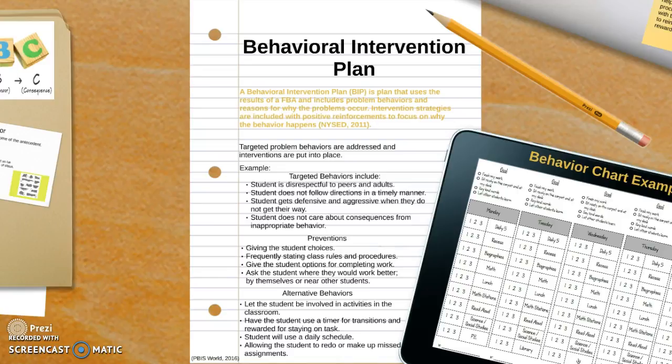There are preventative strategies that will be listed in the behavior plan. These strategies are used to stop a behavior from happening or escalating into a bigger problem. There are ineffective and effective ways of handling these situations.